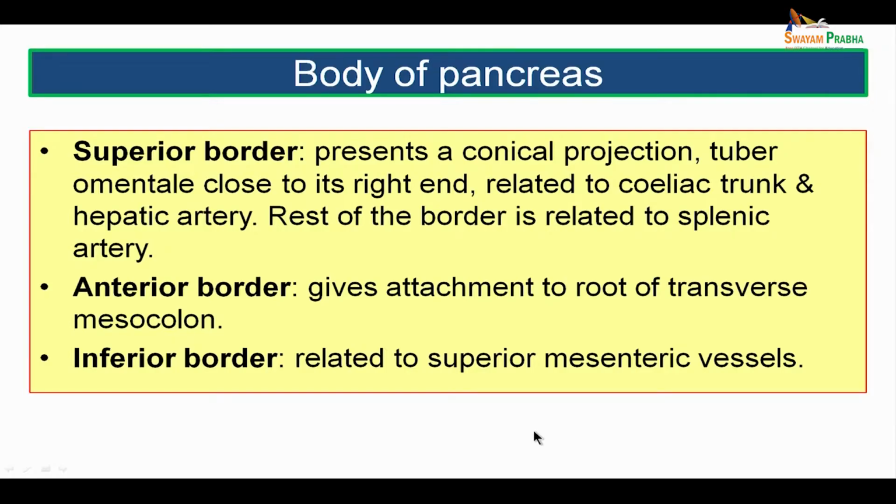The borders of the body of pancreas, three borders: superior border, anterior border and inferior border. The superior border presents a conical projection upwards which is the tuber omentale close to its right end, and this is related to the celiac trunk and the hepatic artery, while the rest of the superior border is related to the splenic artery. The anterior border of the body of pancreas gives attachment to the root of transverse mesocolon. The inferior border of body of pancreas is related to the superior mesenteric vessels.